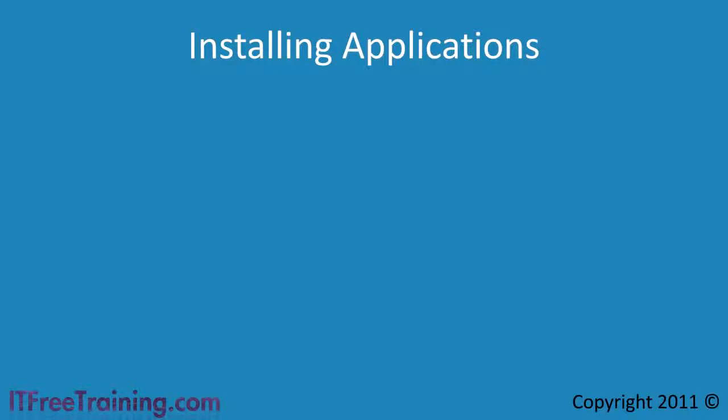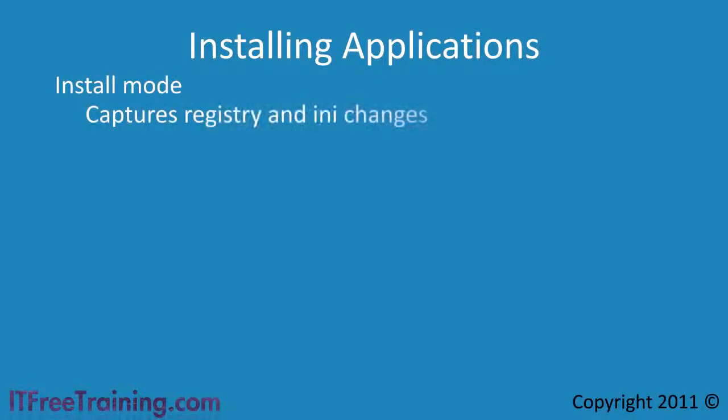to the end user. When you install an application on Terminal Services, you need to make sure that your terminal server is in install mode. When Terminal Services is in install mode, it will capture any registry or INI changes made during the install. These changes are saved to a master copy. When a new user logs into Terminal Services, these changes are saved to the user's profile. This allows Terminal Services to provide each user with their own user settings.